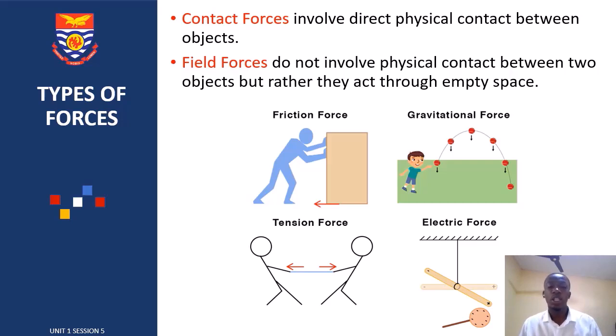Let's talk also about tension, which is also a contact force, as shown in the figure here, where we have two strained rods being pulled apart. Let's talk about non-contact force, so a field force. A field force does not involve any physical contact between the objects, but rather acts through empty space. A common example is gravitational force and electrostatic force.